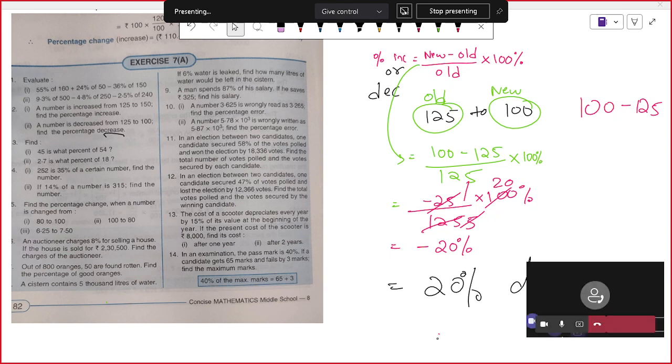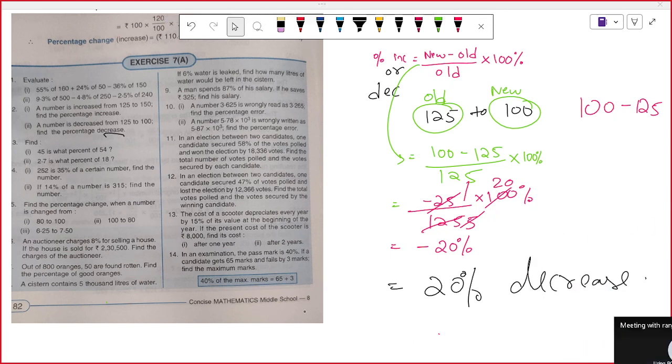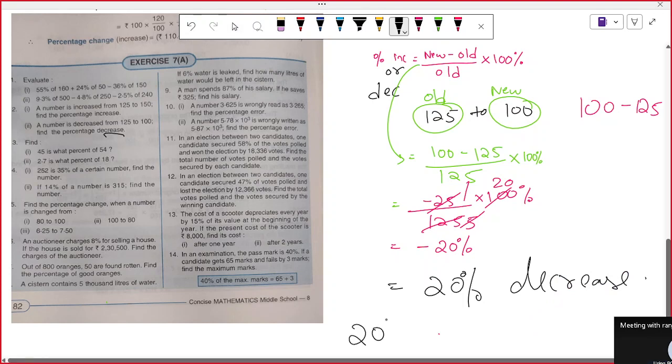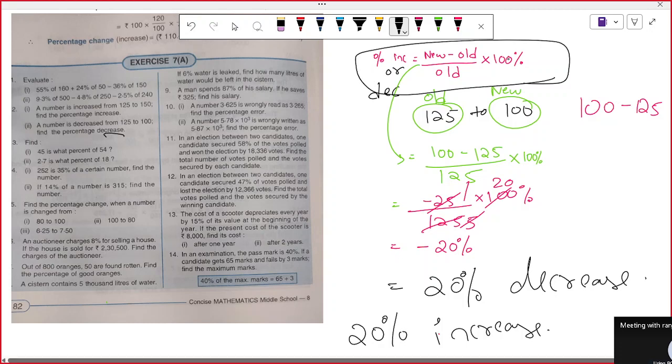Okay, for the first question, what did we get? 20%. So for the first question, the answer would have been 20% increase. Write it as increase. And for the second one, 20% decrease. Yeah, and this is the formula: new number minus old, divided by old value, into 100%. Whether it is increase or decrease.